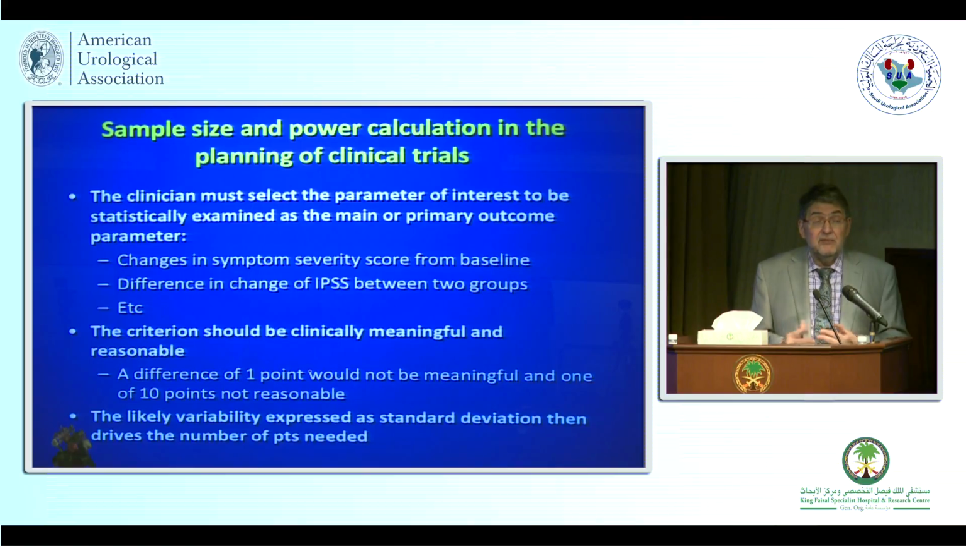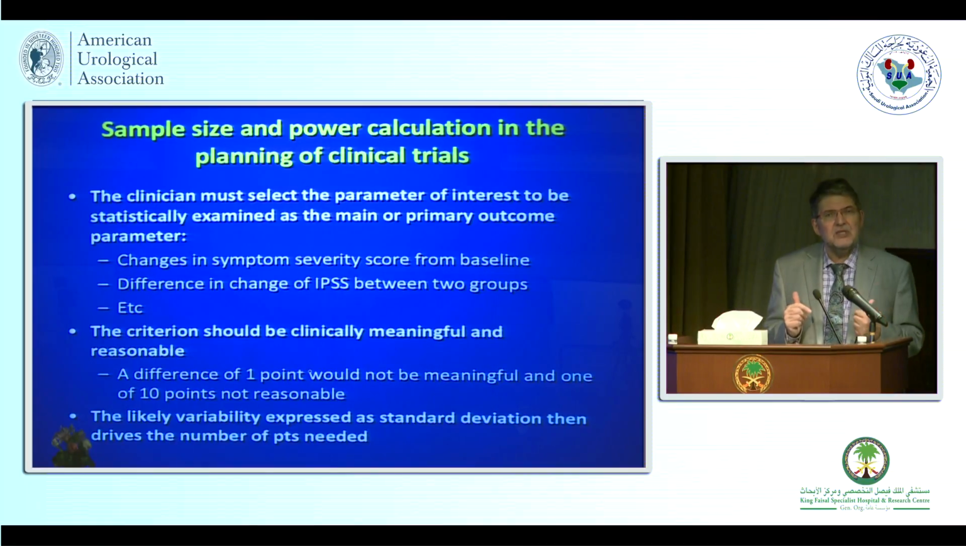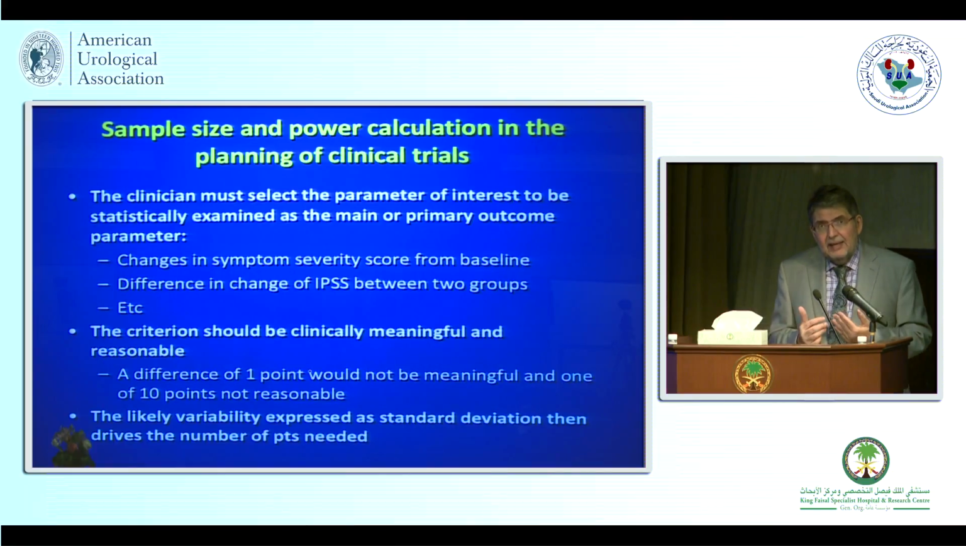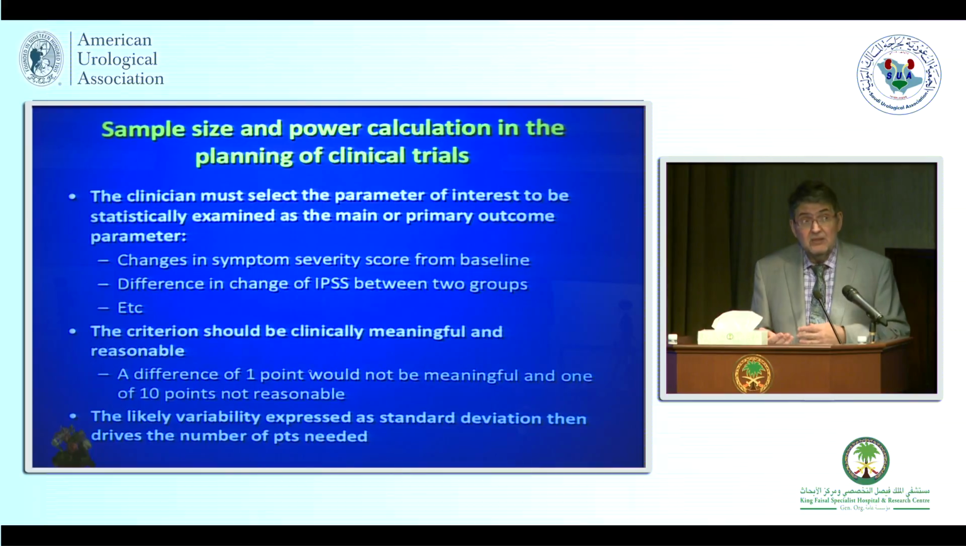So a difference of 10 points between 2 treatments is certainly meaningful for the patient between treatment A and B, but it's unreasonable because if you take 2 drug treatments, they will rarely differ by 10 points, right? There's barely a difference between surgery and medication of 10 points. So you'd have to find a difference in your parameter of interest that is both reasonable as well as achievable.